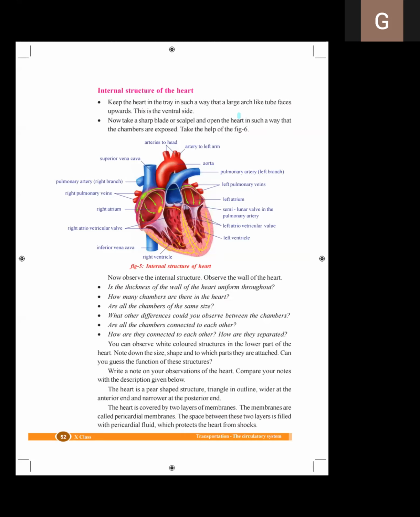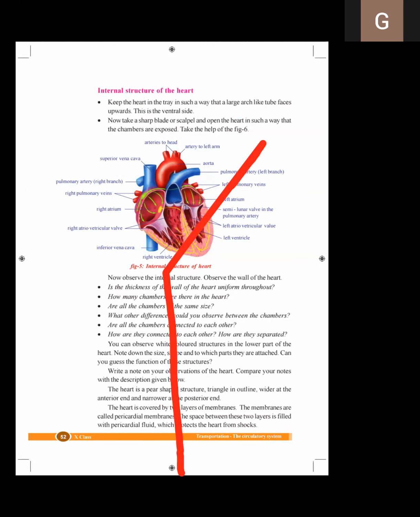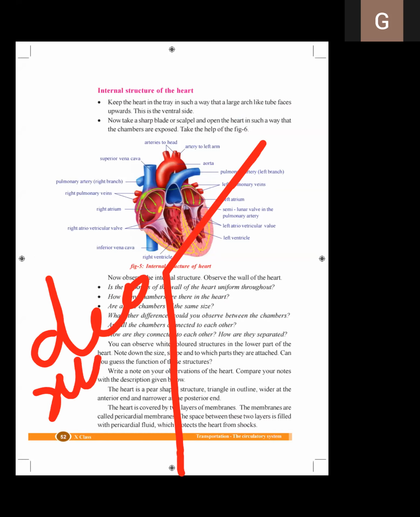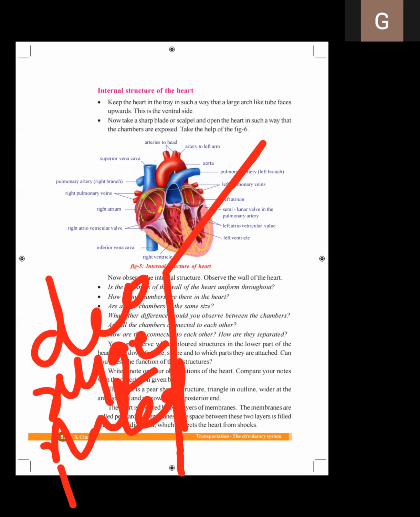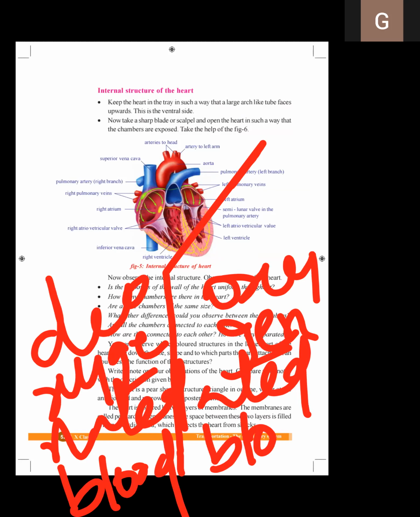Okay, so next one, the right side part will receive the deoxygenated blood, and the left side part will receive the oxygenated blood. So if we divide the heart into two parts, the right side will receive the deoxygenated blood. The left side will supply the oxygenated blood. Okay, so look here. Next, here we have the right atrium.